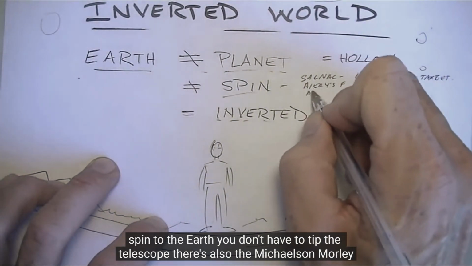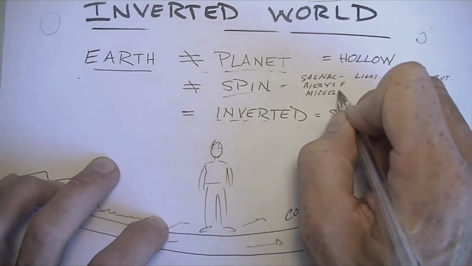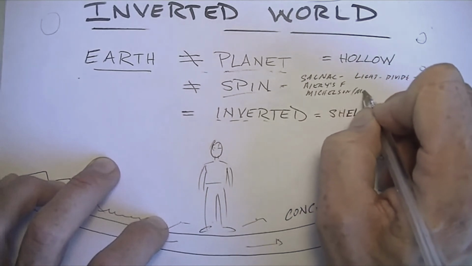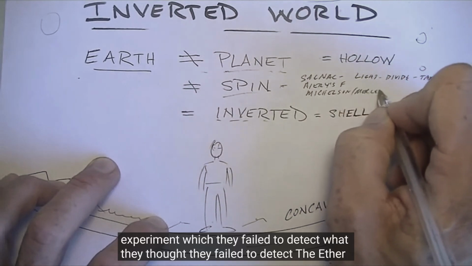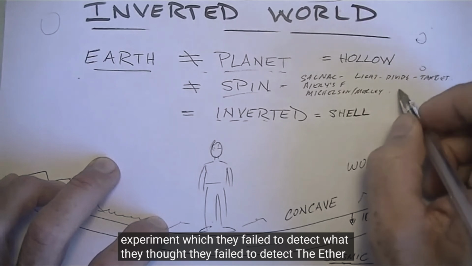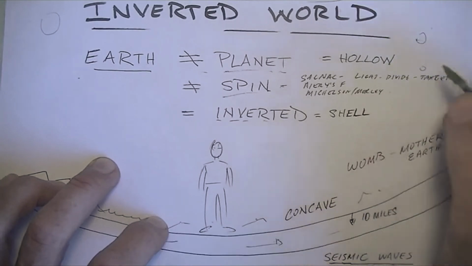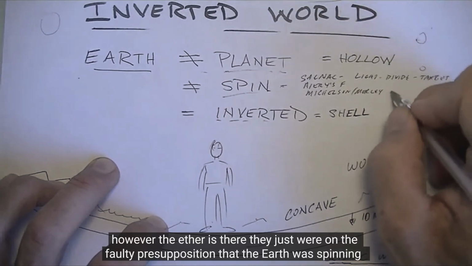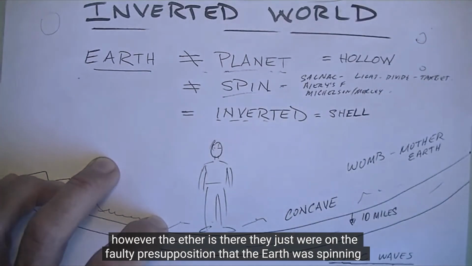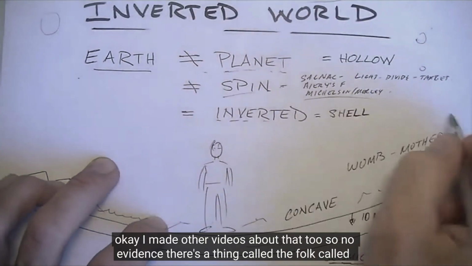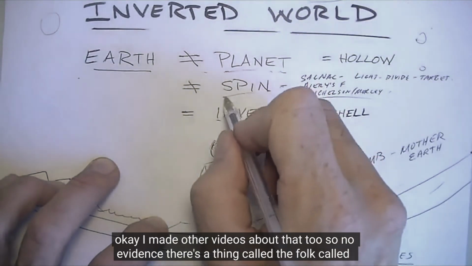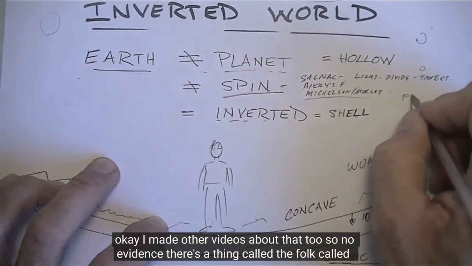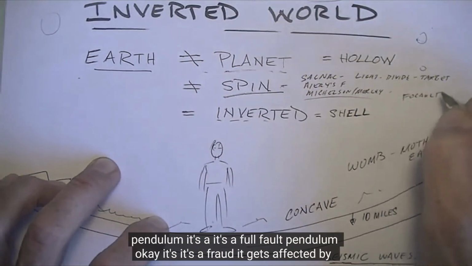There's also the Michelson-Morley experiment, in which they failed to detect ether. However, the ether is there. They just were on the faulty presupposition that the Earth was spinning. Okay, I made other videos about that too. There's no evidence. There's a thing called the Foucault pendulum. It's a full fault pendulum.